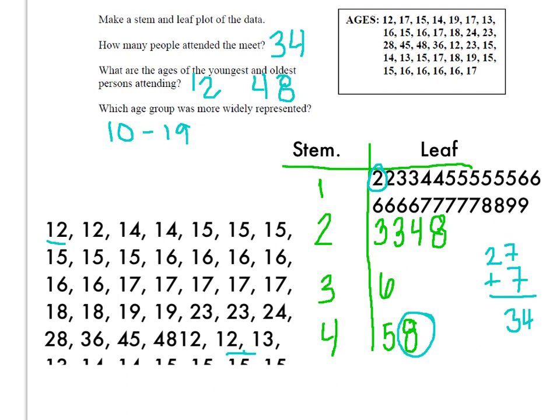Using a stem and leaf plot can help you organize data. By looking at it from least to greatest, you can see exactly what type of data is going to be used.